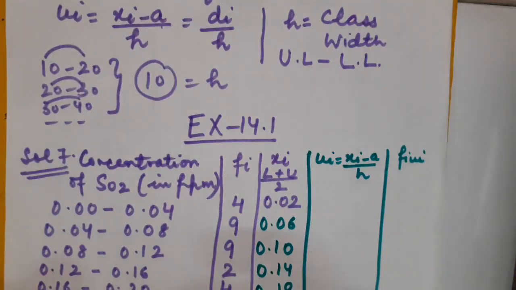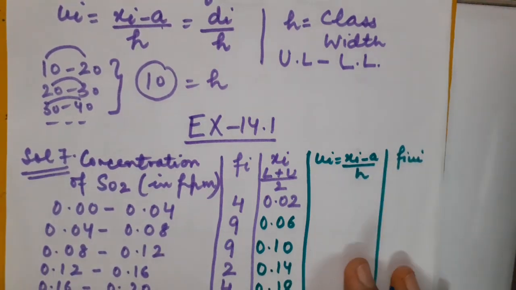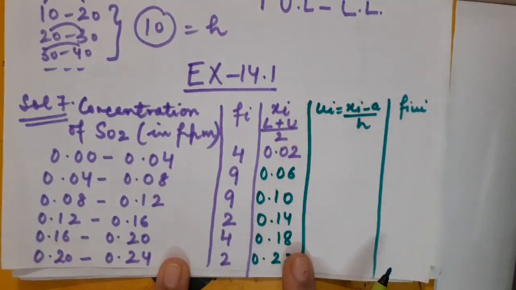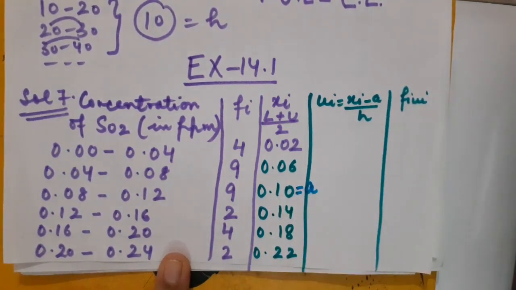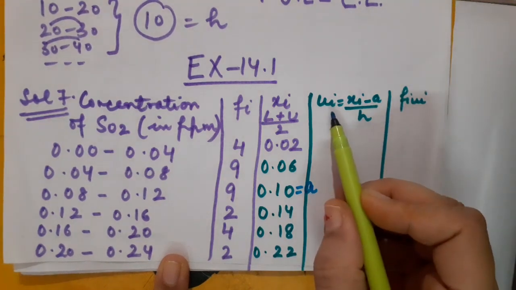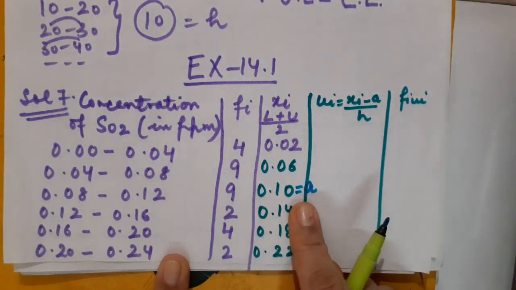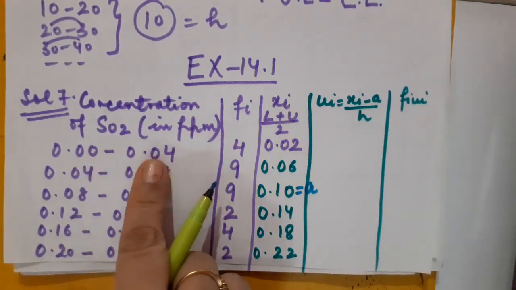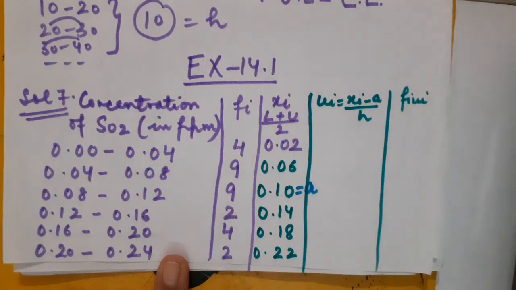Now children, in formula I want Ui. Ui is xi minus a upon h. Okay. So here you know that a is nothing but the assumed mean, which we used to pick from class mark. So I have picked 0.10 as assumed mean. Let it be a. Correct? Now I will be calculating Ui. How? Xi, that is 0.02 minus 0.10, and then it will be divided by h. What is h? H is the difference between the class interval's lower as well as upper limit. So that is equal to 0.04.